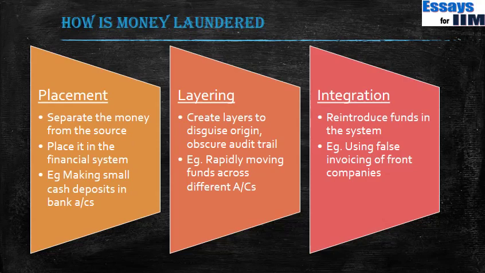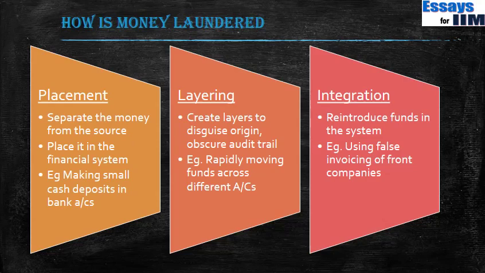Then we have layering. You create layers to disguise the origin and obscure the audit trails. So you rapidly move funds across different accounts. Initially, let us say it was introduced in the account of Mr. Rajesh, then it goes to Miss Sita, Mr. Ram, Mr. Bharat, and so on and so forth. Also they move across domestic borders and international borders. So finally, it's very, very difficult to trace back where it came from. There could be buying and selling in between. It's a very complex web of transactions to separate the source from where it finally lands up. So you have layers introduced.